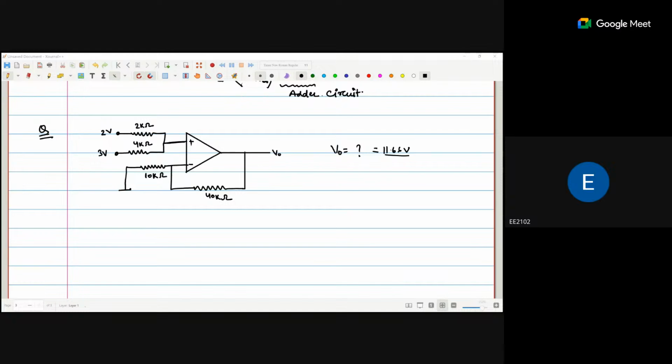Any other solve this one? Yes, sir. Okay, so what is the answer? 11.66. Okay. Any other answer? 11.6. Okay.